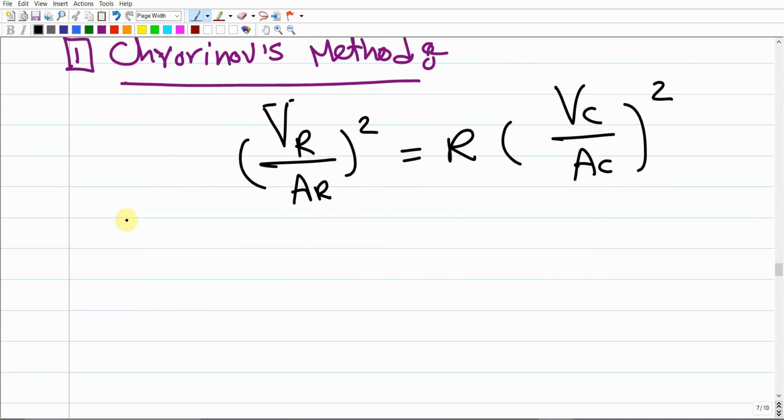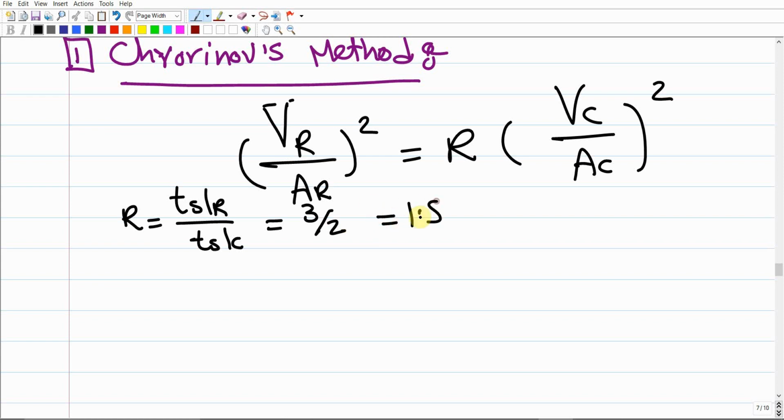How much is R? R should be the ratio of the solidification time of the riser to the solidification time of the casting, which is already given as 3/2 minutes. So this ratio is going to be 1.5. Then you plug 1.5 in here, but your objective is to calculate the volume and the surface area of the casting first, in addition to the volume and the surface area of the riser. So how much is the volume of the casting?